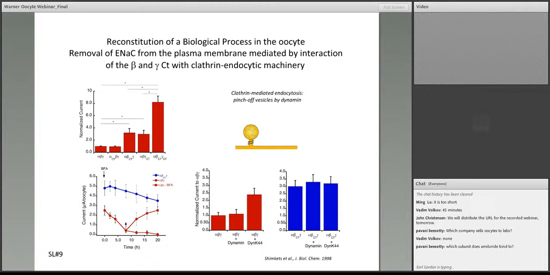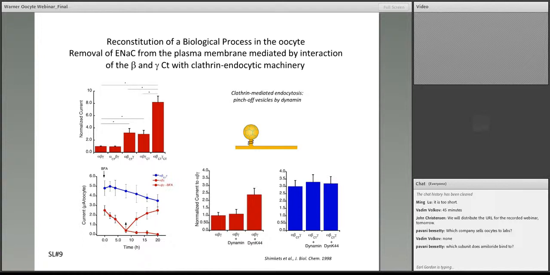The wild-type ENaC current progressively decreases, consistent with the notion that channels are being removed from the plasma membrane by endocytosis. That's the red line. In contrast, channels with Liddle mutations, look at the blue line, seem to be stable despite Brefeldin, suggesting that they are not endocytosed as rapidly as wild-type channels.